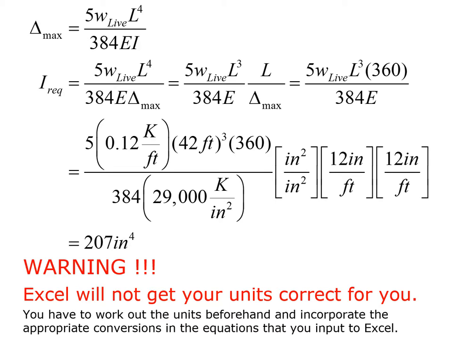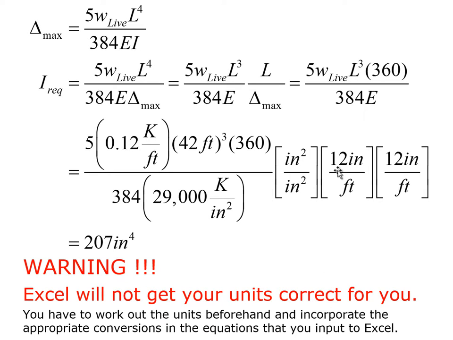So we're going to convert all these spare feet up here into inches by multiplying by 12 inches per foot times 12 inches per foot. And that converts everything in the numerator. This foot cancels out one of those. That foot cancels out one of those. This foot cancels out one of those. And we're left with inches squared times inches times inches, which gives us inches to the fourth. So the final answer here is 207 inches to the fourth.